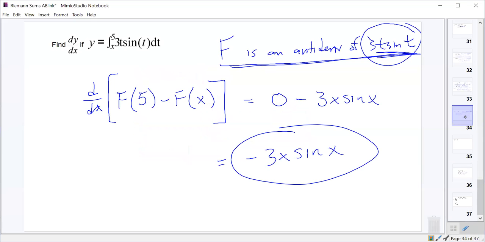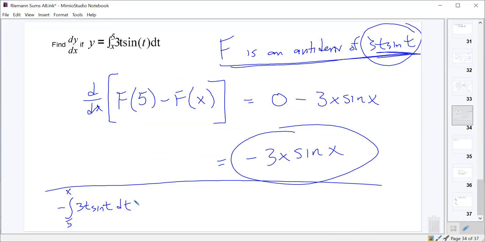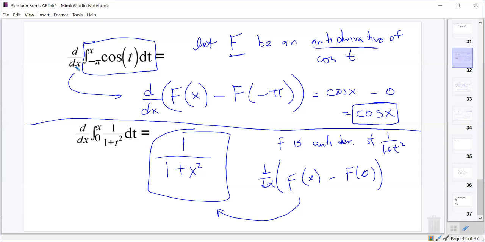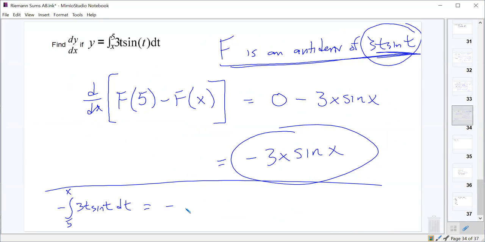And if I were to think about that over here and just originally flipped these limits to 5 and x, I could have made this a negative out in front. And then it would look very much the same as all the other ones we did before, right? Like these ones, where the derivative of an integral from a constant to x of a function was just the function. Well, it would be the same thing here, except I'd have a negative sign out in front. It would just be negative 3x sine x. Good or no?